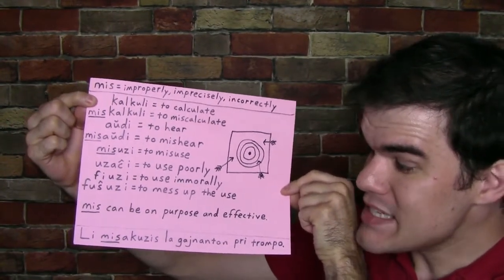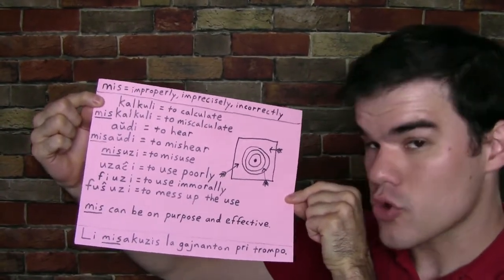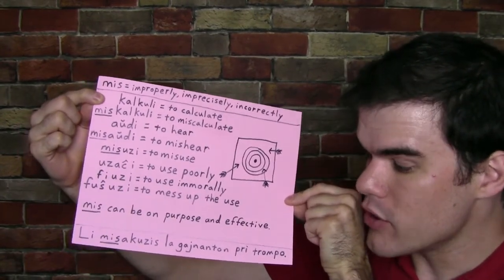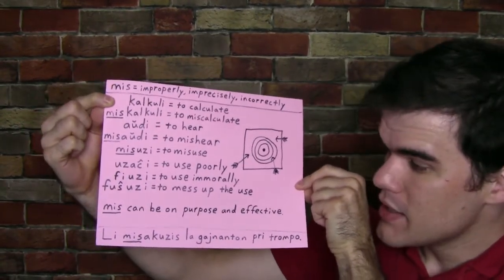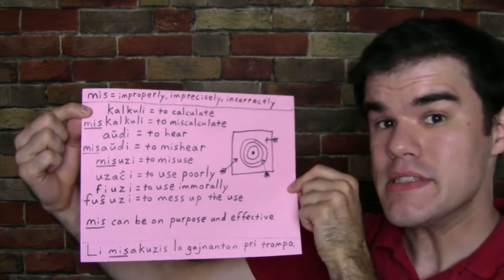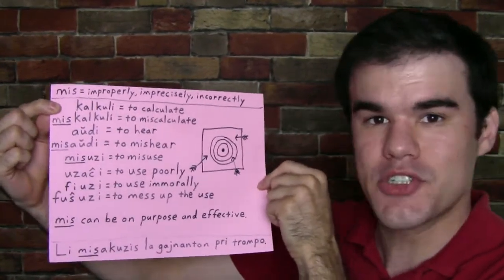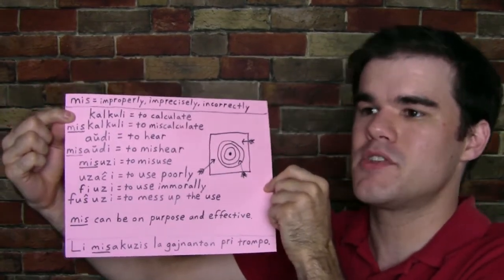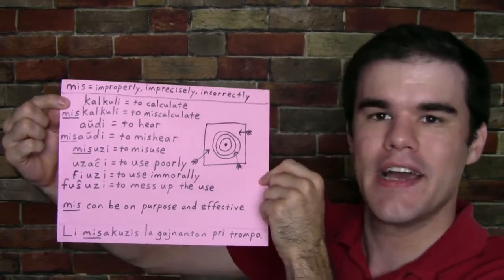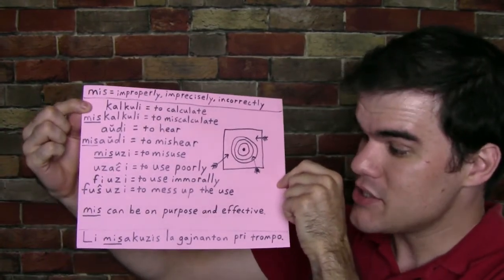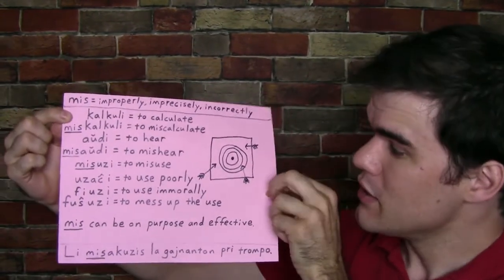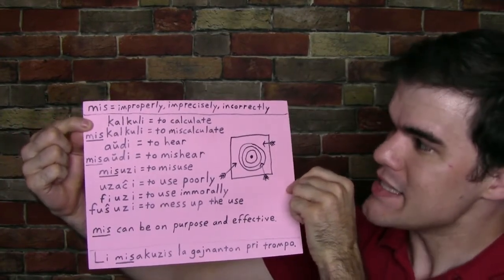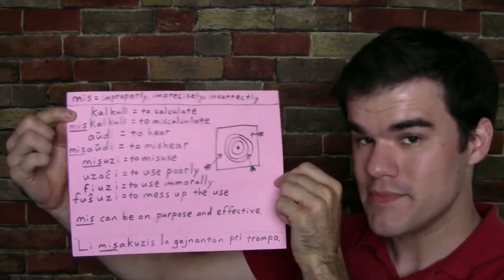The li mis accusis la gainanton pri trompo. He mistakenly accused the winner of cheating, okay? So there, he might have done that on purpose to distract from the fact that he was cheating. Maybe he purposely misaccused. It's not like he bungled or started to accuse him and then tongue-tied his own words or something. No, he just did it imprecisely. So look at the arrows there that are missing their target there. So it's imprecise, improper, or incorrect.